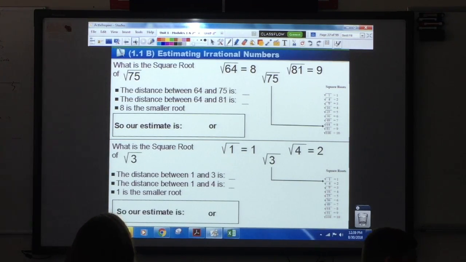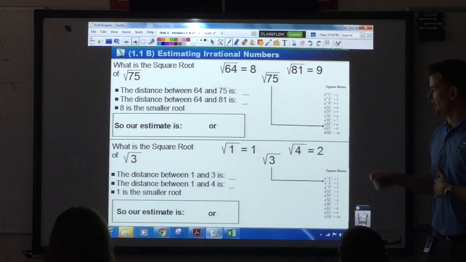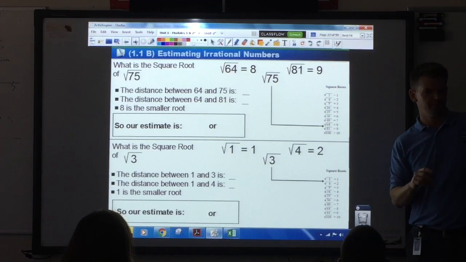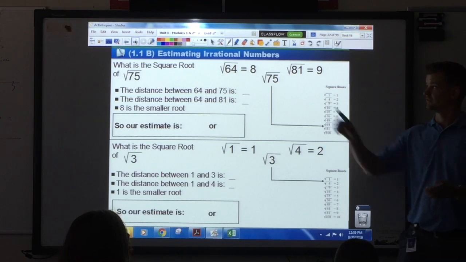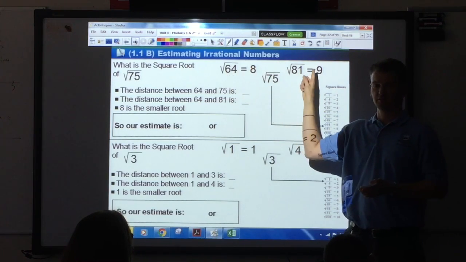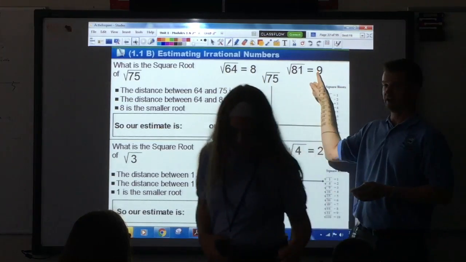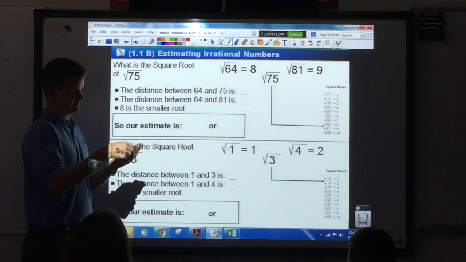Okay, so we want to find the square root of 75. The first thing we have to do is go to our chart, and realize that 75 falls in between what 2 perfect squares, class? 64 and 81. So what's the square root of 64? 8. What's the square root of 81? 9. Okay, so we find the distance.